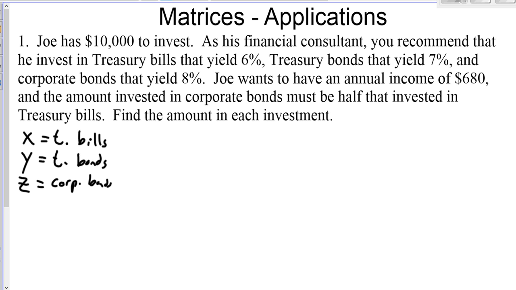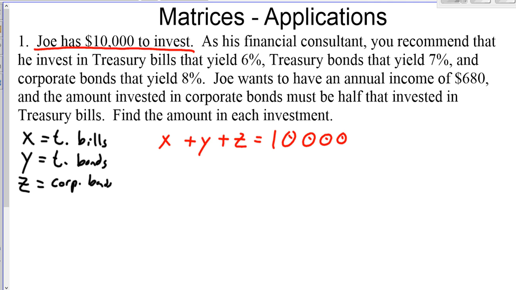So if we have three variables, we need to come up with three equations. First equation is going to come up with this. If he has that much money to invest, x plus y plus z needs to be equal to 10,000.